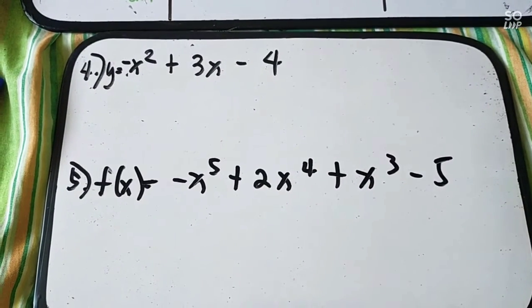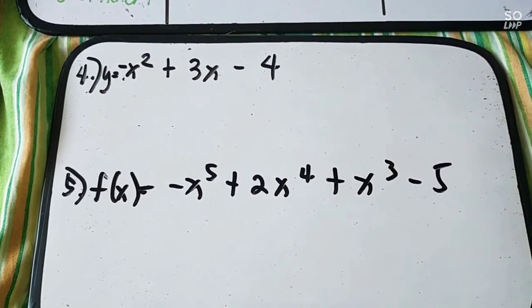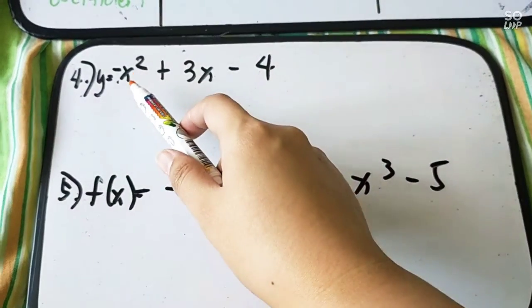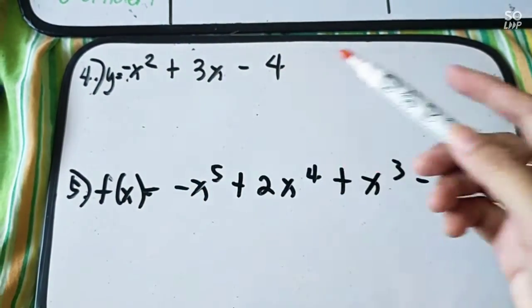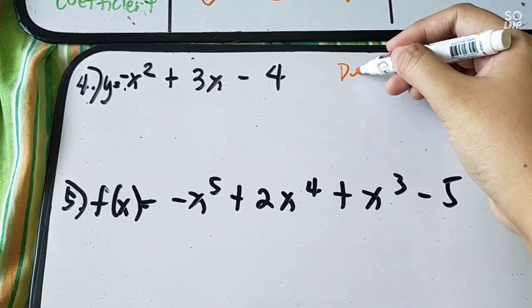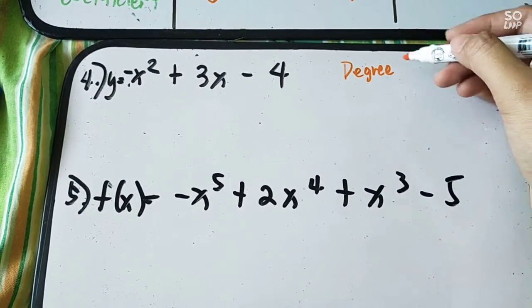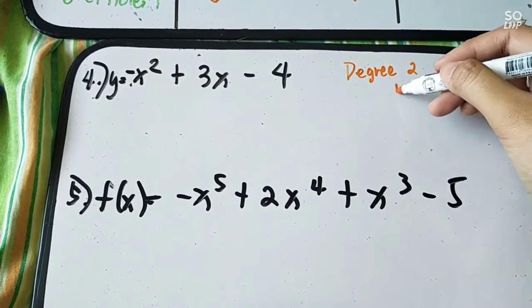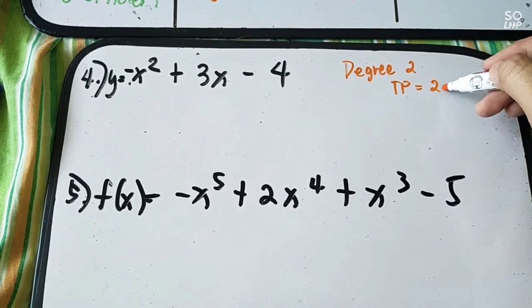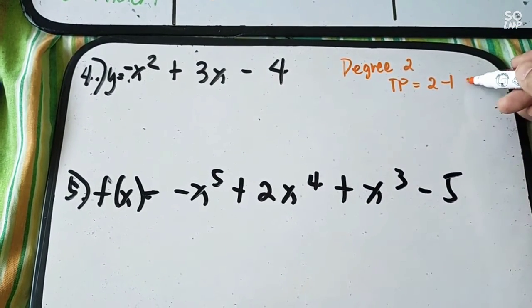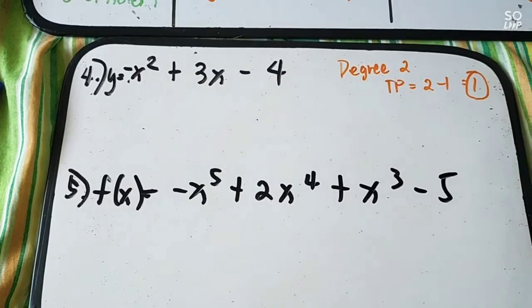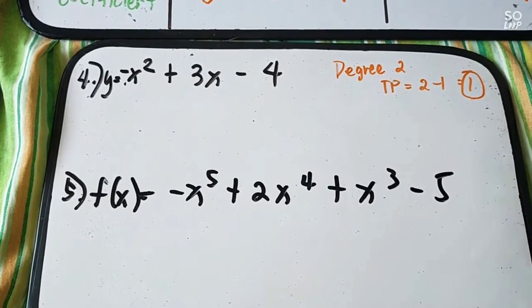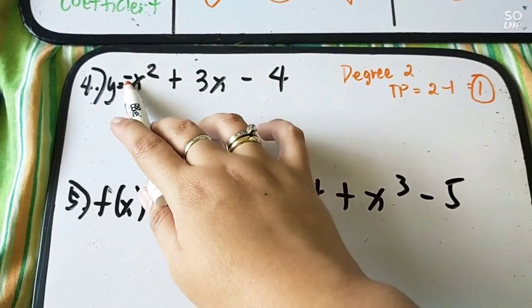Example number 4. So, in our example number 4, we have y equals to negative x squared plus 3x minus 4. Let us have the degree. The degree here is 2. For us to find the turning points, we have 2 minus 1, meaning ang ating turning points ay isa lang. Okay? 1 lang.